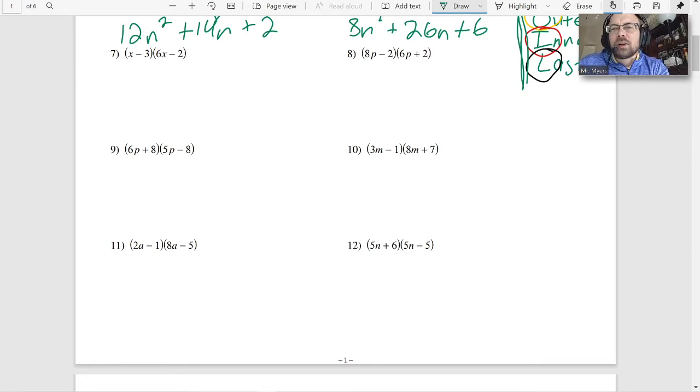So first times the first, 6x squared. Outer times the outer, minus 2x. Inner times the inner, minus 18x. Last times the last, positive 6. All right, I went a little bit faster on that one.